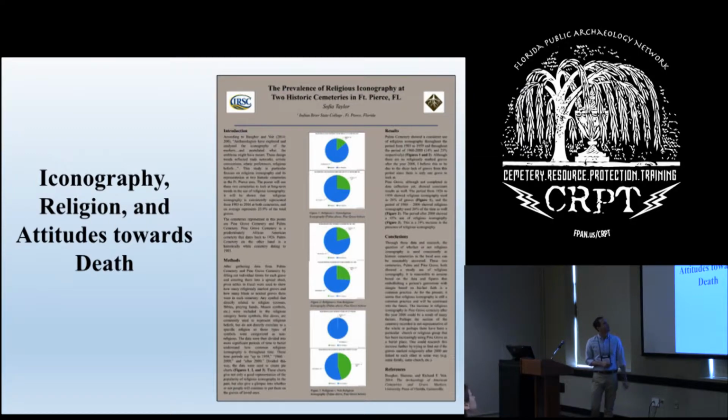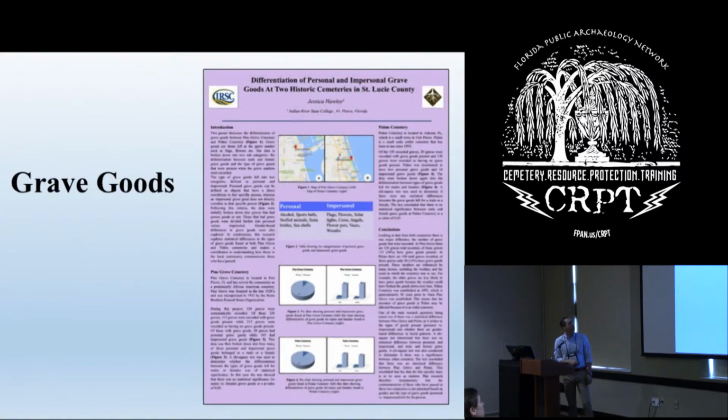So for example, a student did a poster on the prevalence of religious iconography at a couple of the cemeteries, exploring patterns and seeing if there are differences between the different cemeteries. Another student did differentiation of personal and impersonal grave goods. So what she did was she divided up grave goods. She called them personal, those that are directly associated with the individual. For example, there were teddy bears or things that we can directly associate with the individual, versus more generic grave goods like flowers or American flags that are more common. And she looked at patterning between it all, between and among cemeteries. Really interesting project.